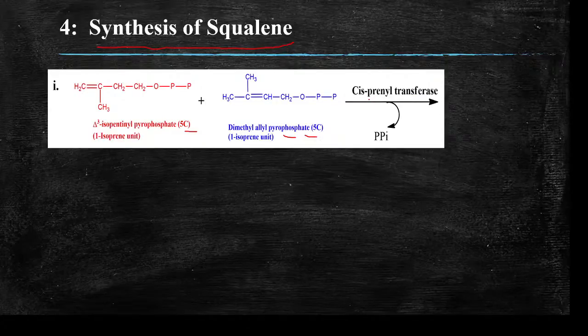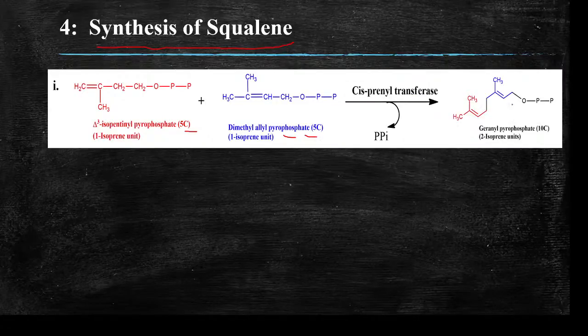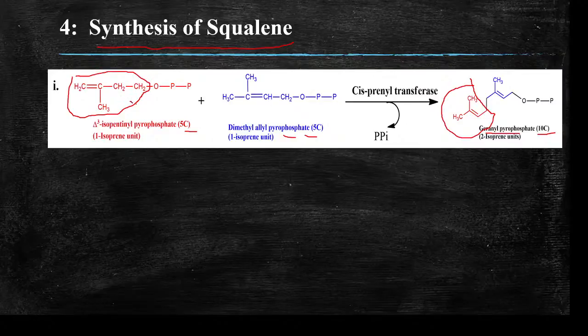So the reaction is catalyzed by cis-prenyl transferase. This will form geranyl pyrophosphate. It is a 10 carbon containing molecule, a combination of 2 isoprenoid units. Here you have 5 carbons from delta 3 isopentenyl pyrophosphate. So this part of the molecule will join with this part of the molecule.